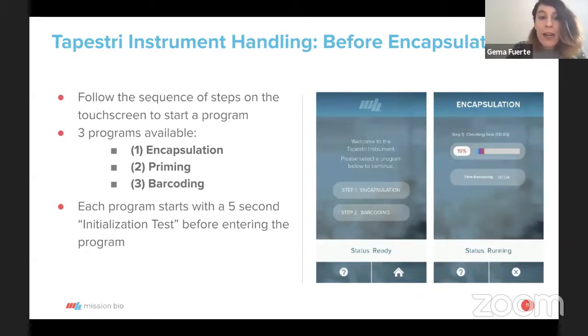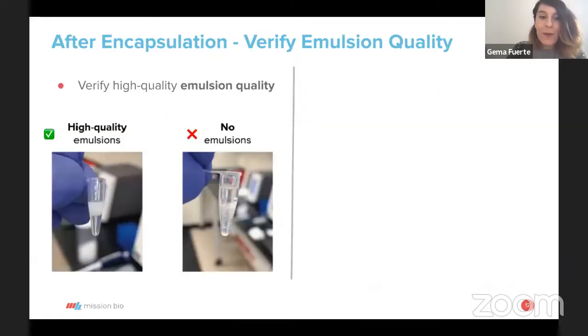So at the end of the encapsulation step, this is what you should see. This is the tube that I mentioned before. You should see a tube with the oil at the bottom and then a white thick layer of emulsion on top. This is what a high quality emulsion looks like, and this is what we usually expect. Sometimes we see no emulsions, something might have gone wrong.